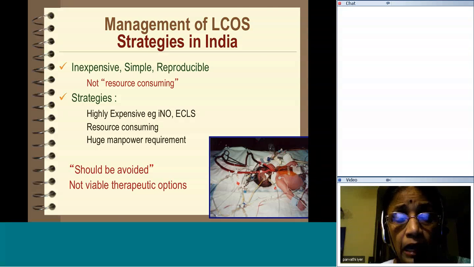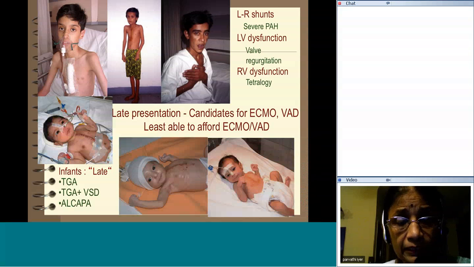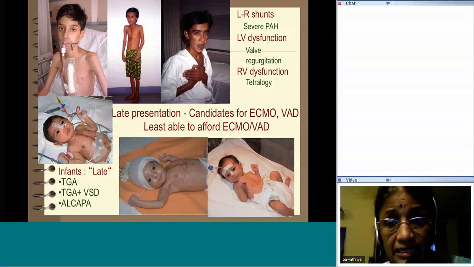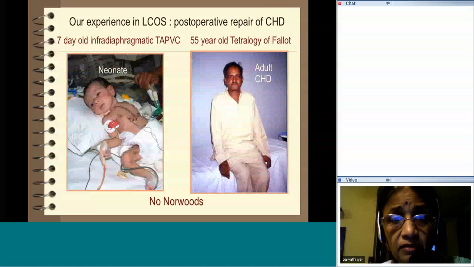Now, many of these children whom I showed earlier are those who present late in their natural history. So technically, they are the candidates for mechanical support. And these are the ones from families who are least able to afford or sustain a mechanical support program.